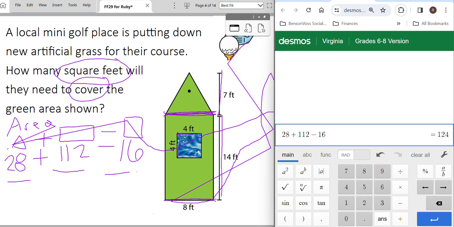That means I have 124 square feet that I have to cover with artificial grass.